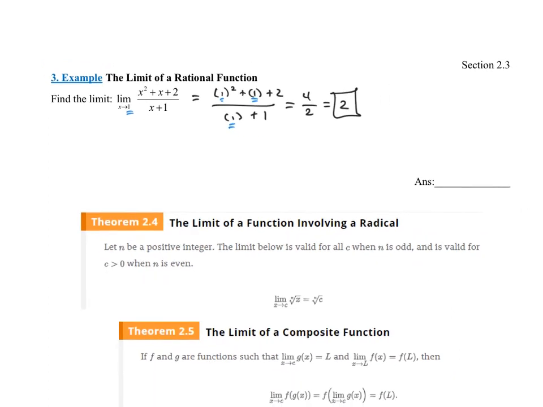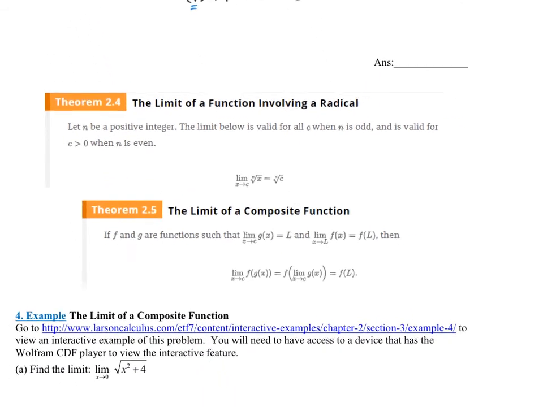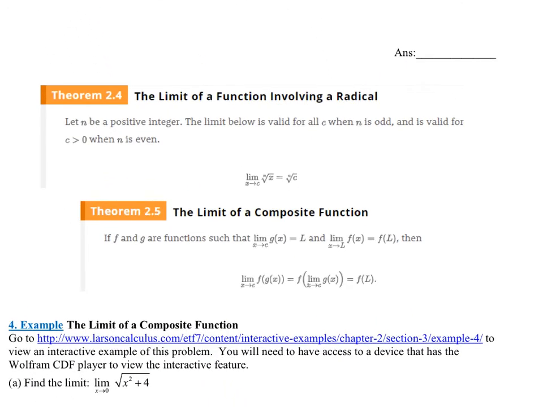Okay. So that's for polynomials, but what do we do for radicals, square roots? Remember, square roots, cube roots, fourth roots, etc. How do you handle it for radicals? And that's what theorem 2.4 is about. It says, let n be a positive integer. The limit below is valid for all c when n is odd, and valid for c greater than 0 when n is even. So what are they getting at here?